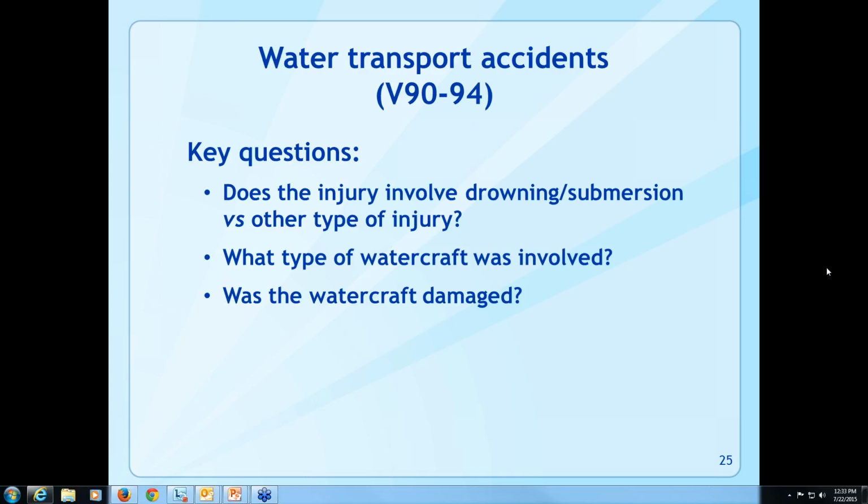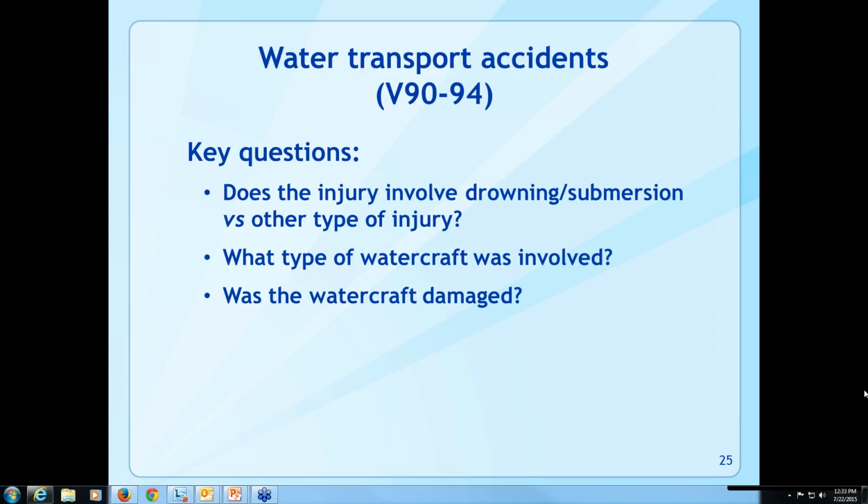But I do want to spend a few minutes talking about the water transport codes, because there are several things to keep in mind with regard to water transport. When you're coding a water transport event, there are several key questions to answer in order to get to the right set of codes. The first question is, was the person injured from drowning and submersion, or was the person injured in some other way, such as falling or being hit by a falling object or being crushed or burned or something else while they were on the watercraft?